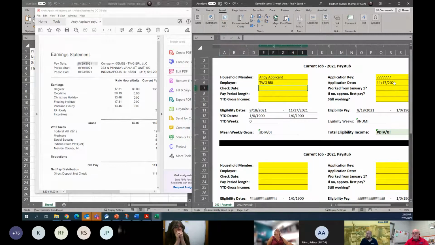Right off the bat, if you notice right here, it populated the eligibility dates that we're looking at. It populated 11/17/2021 as the end of the eligibility period, and it automatically calculated back 13 weeks. So we're looking at August 18th, 2021 through 11/17 of 2021.